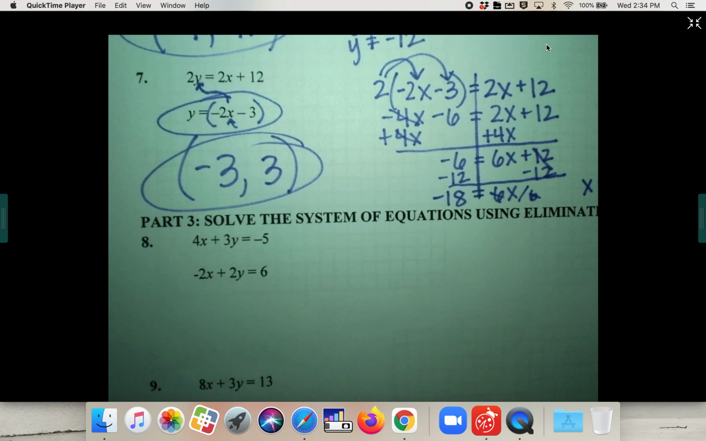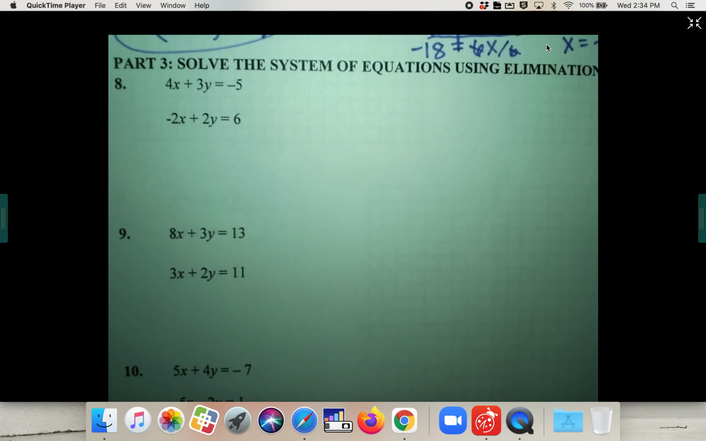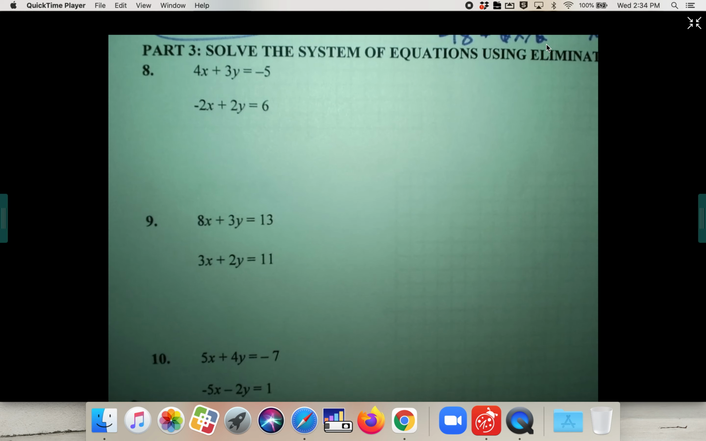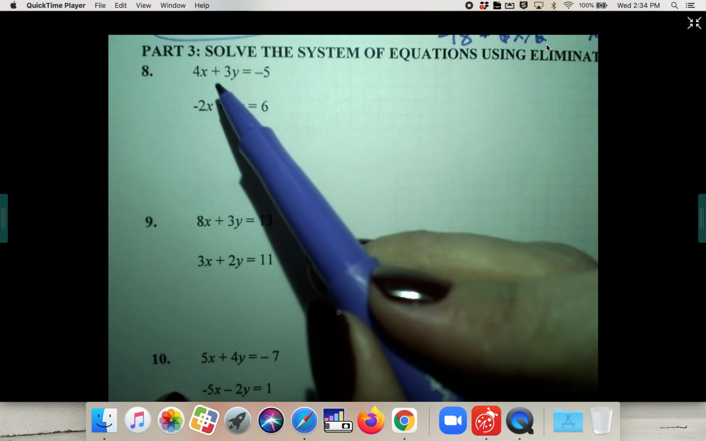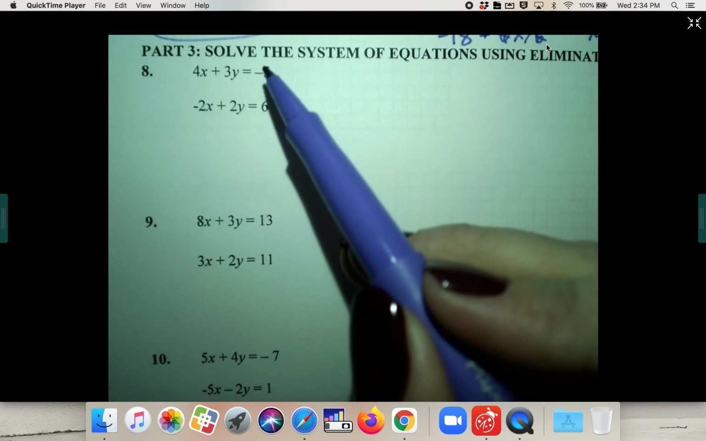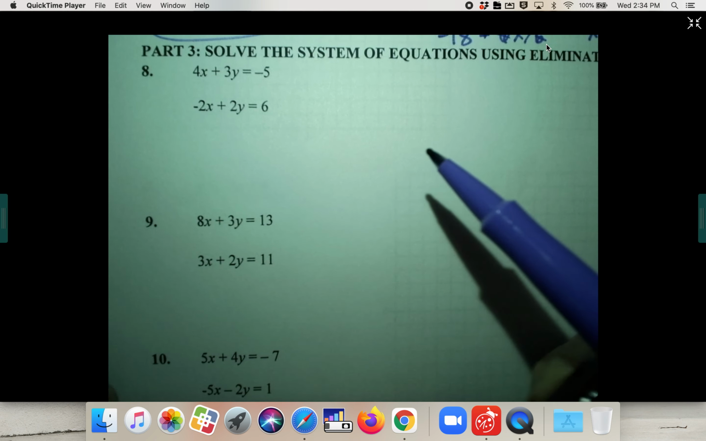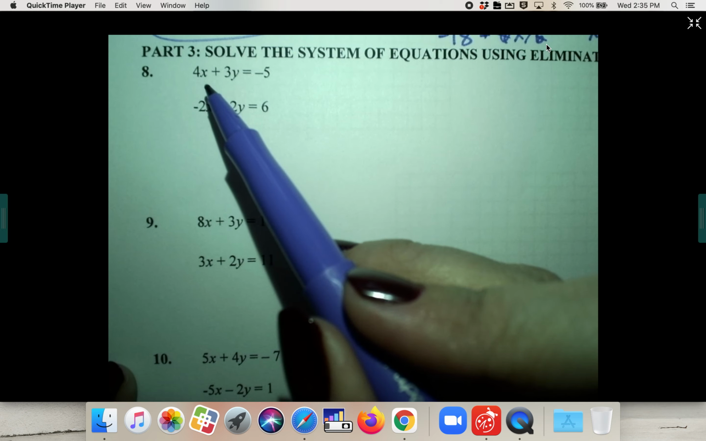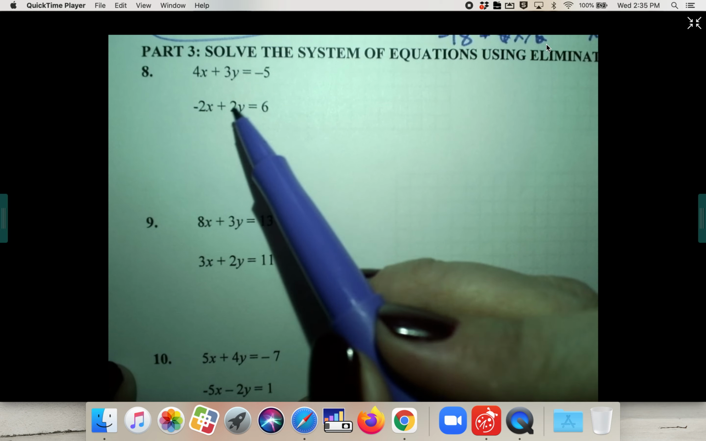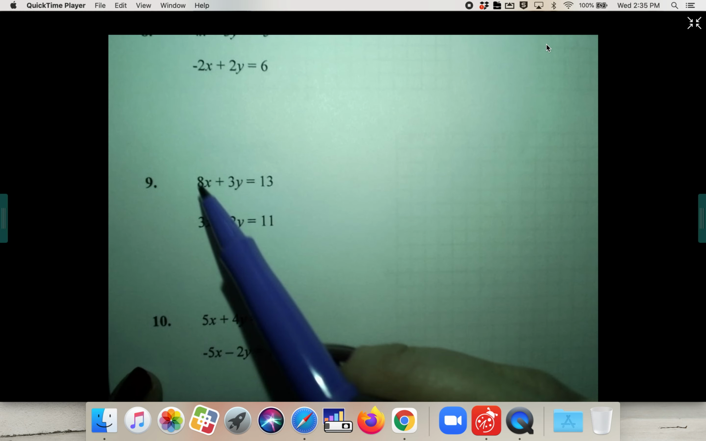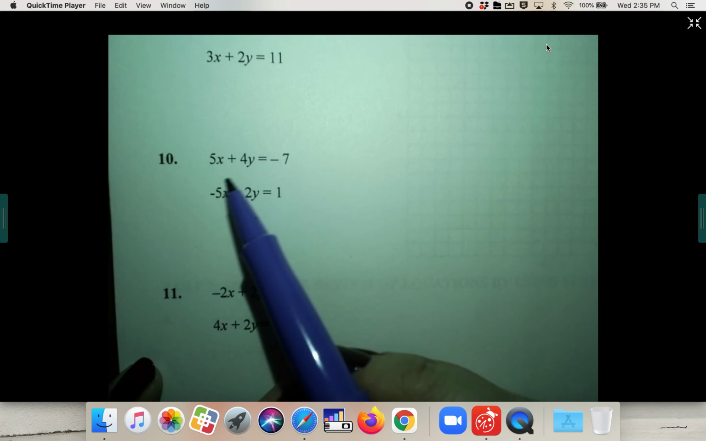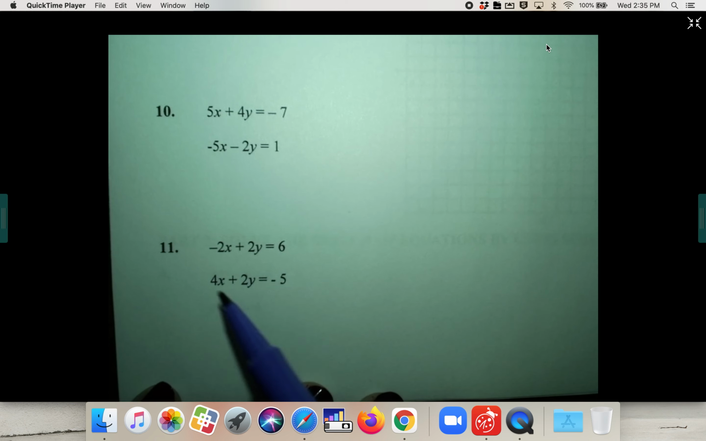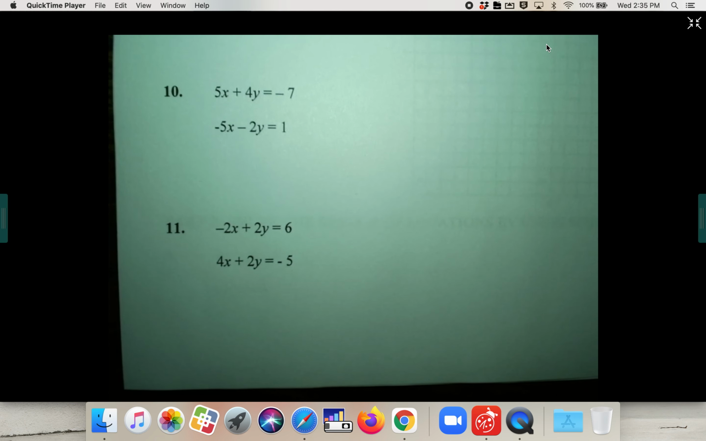All right, let's move on to your review of elimination. So when you eliminate, both equations have to be in standard form. So that means ax plus by equals c. But basically, in short terms, what it means is the x and the y are on the same side of each other. So x and y are on the same side, x and y are on the same side, x and y are on the same side. So actually none of these are going to need to get rearranged. They're already all set up really nice and neat for you.